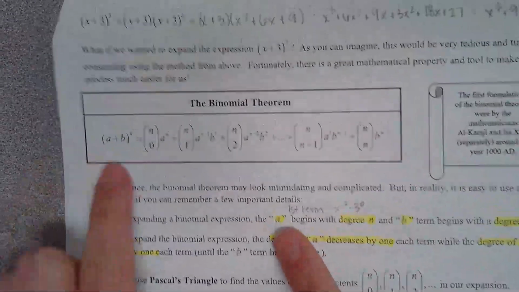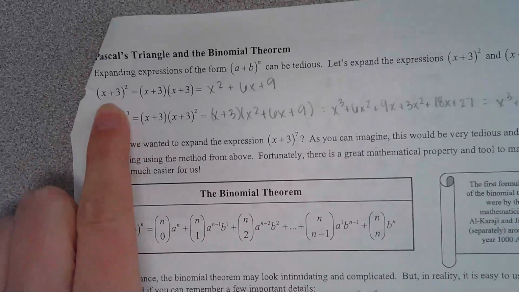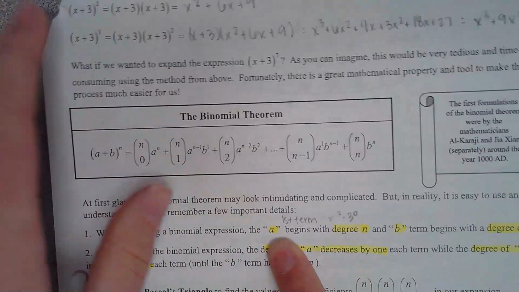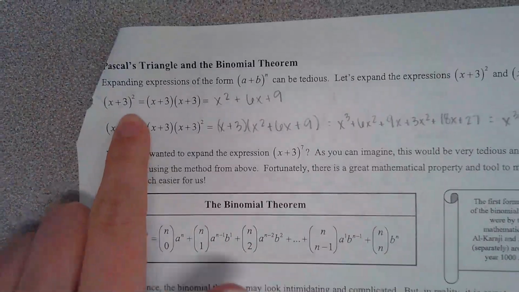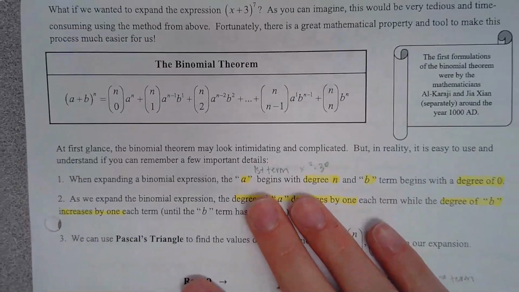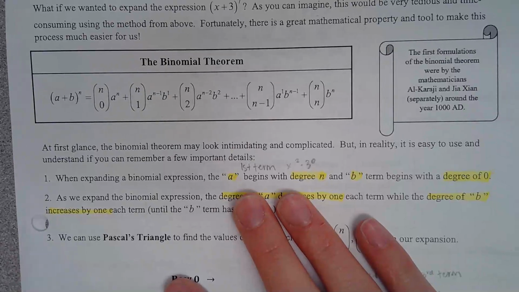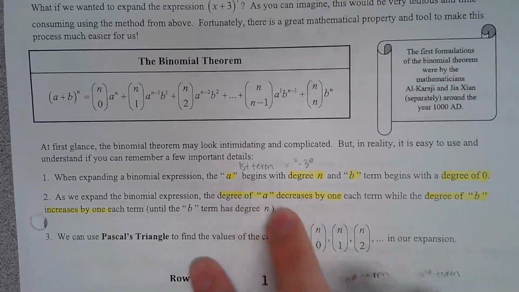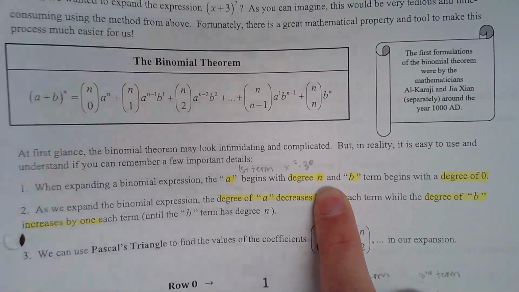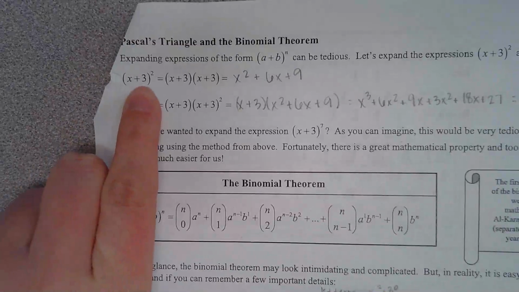A is your first term. So I'm going to be using the example x plus 3 squared. A would be x. And b is your second term. So in our example, b is going to be 3. So when you are applying the binomial theorem, your first term is always going to be a with the degree n. And n is that exponent that we have outside our binomial. So again, for this example, it's 2.